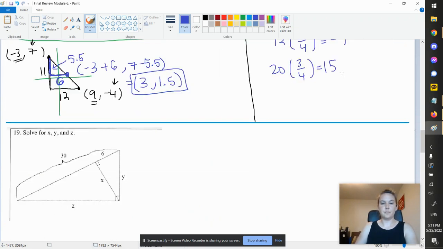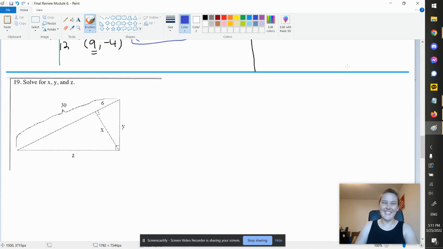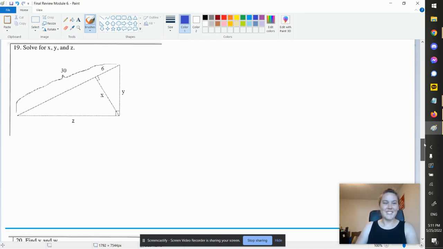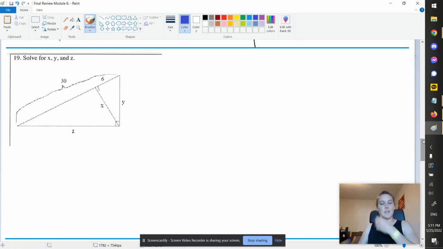All right. Ooh, the hard one. We've got a diagram. It's like a bunch of triangles nested inside of each other. They're all similar, and we want to solve for x, y, and z. This is the one where we draw the big, medium, and small triangles separately, and then we do scale factors between them.